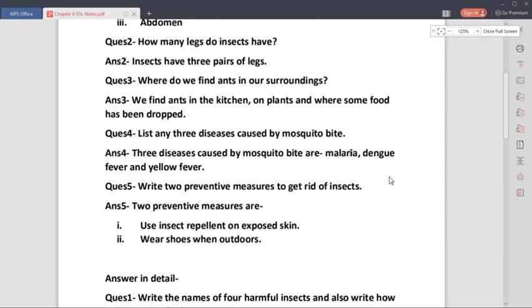Now, fourth question. List any 3 diseases caused by mosquito bite. 3 diseases caused by mosquito bite are malaria, dengue fever, and yellow fever. Now, fifth question. Write 2 preventive measures to get rid of insects. 2 preventive measures are: use insect repellent on exposed skin, wear shoes when outdoors.